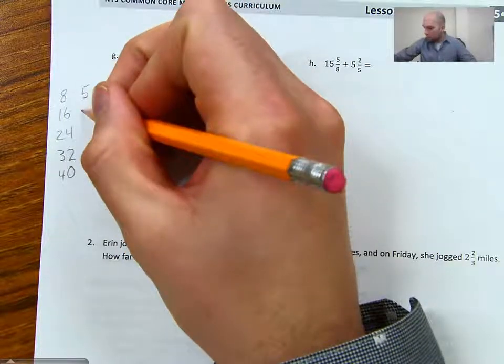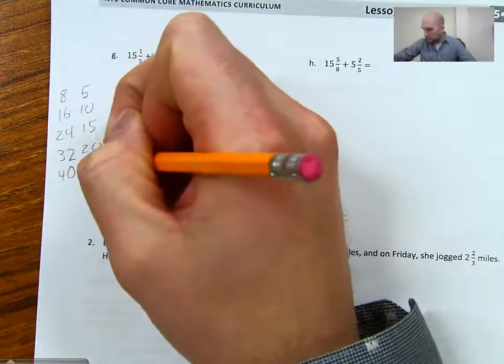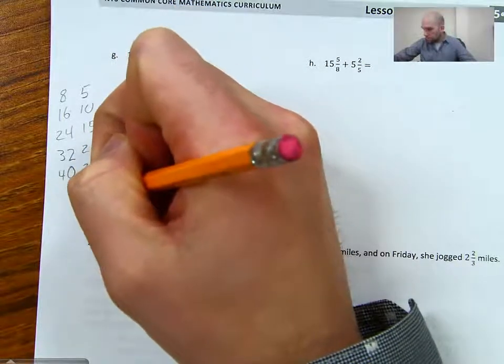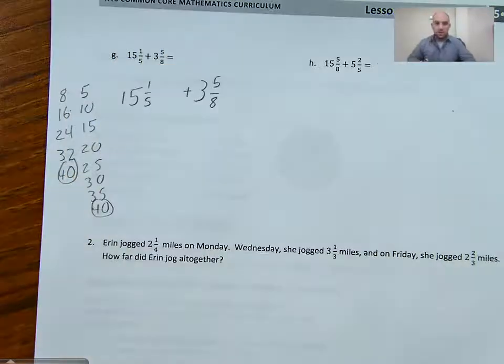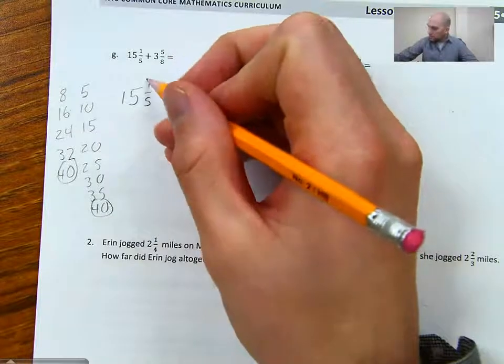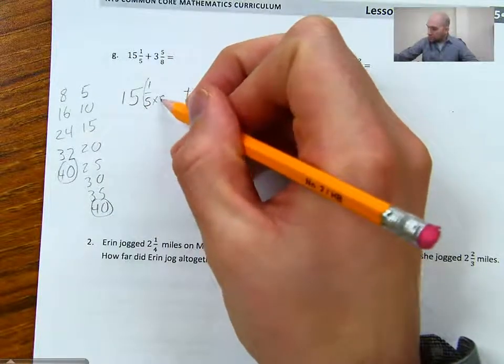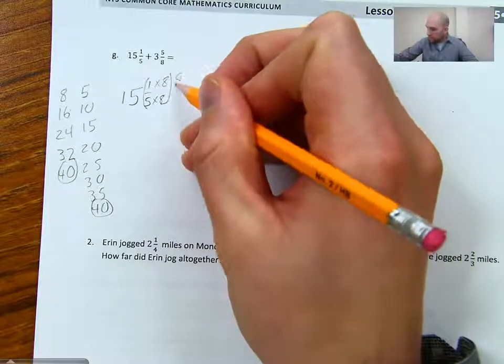I'm going to go 5, 10, 15, 20, 25, 30, 35, 40, and 40 looks like it's going to be our lowest common denominator between the two of them. I don't see any smaller numbers that'll work. So we're going to change both of these to 40. 5 times 8 is 40. 1 times 8 is 8. So we get 8/40ths here.